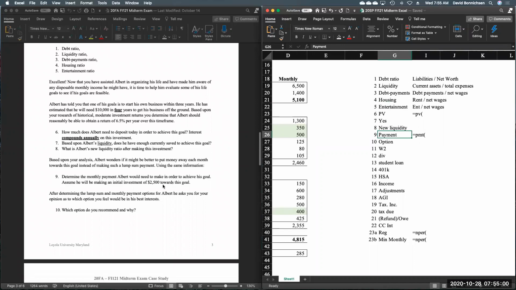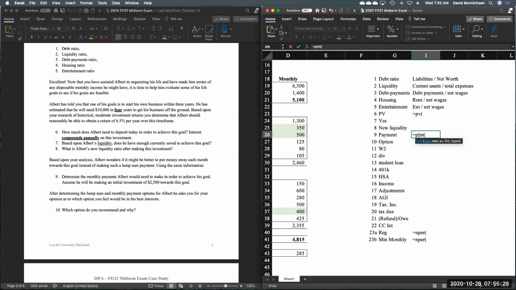Question 9. We're using the equals PMT function within Excel. So after you know what the lump sum is, which you calculated, now we want to know what the monthly payment option for it is. So you're going to use the equals PMT function within Excel to go through and figure out what his monthly payment is going to look like.